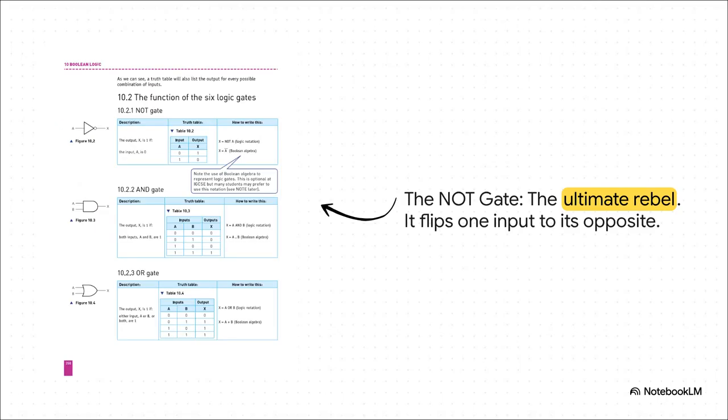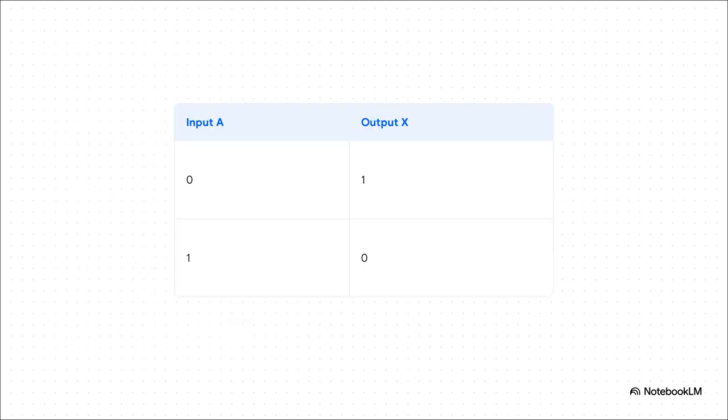This is the NOT gate. I like to call it the ultimate rebel because it has one single job. It takes whatever you give it, a 1 or a 0, and it flips it to the exact opposite. And this little chart, it's called a truth table. It shows us exactly how it works. It's so simple. If you put a 0 in, you get a 1 out. If you put a 1 in, you get a 0 out. That's all it does. It just says, not this.